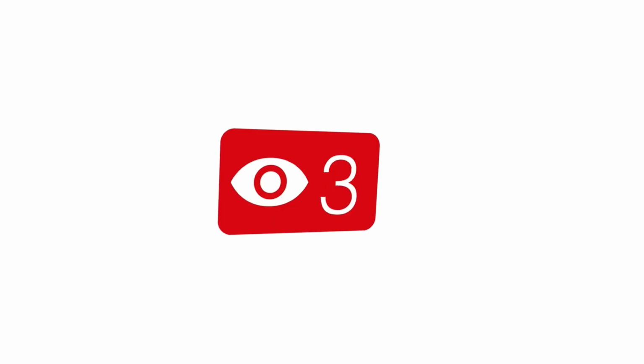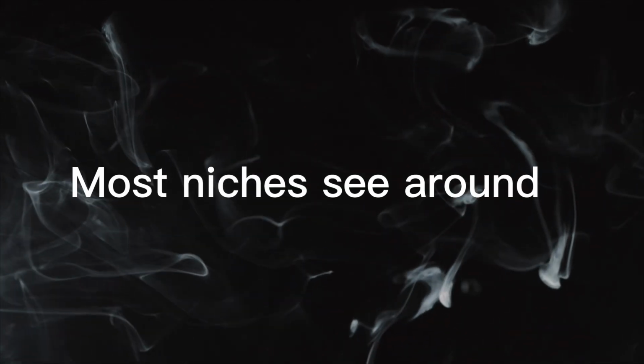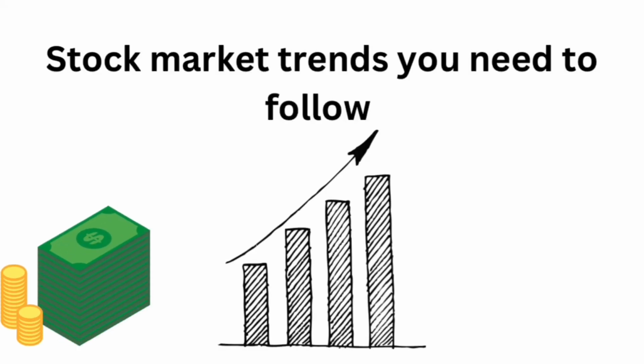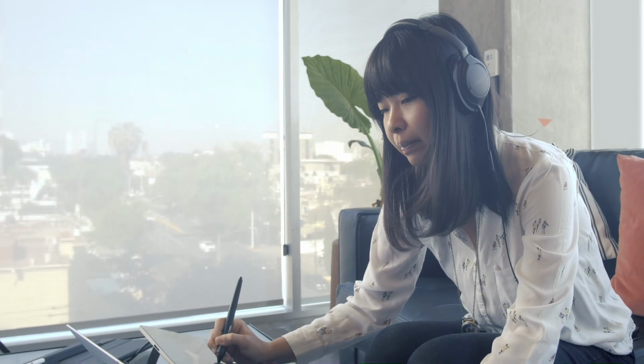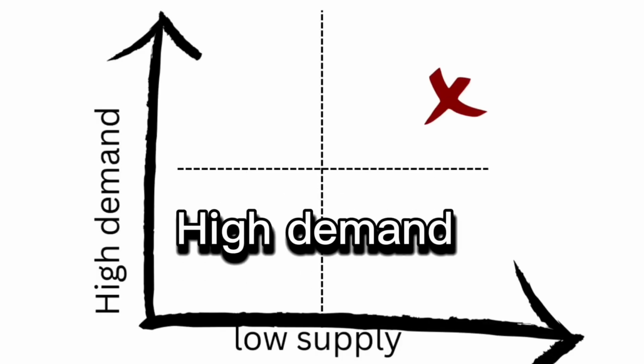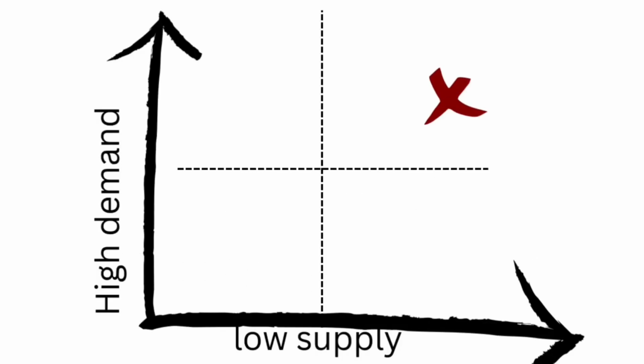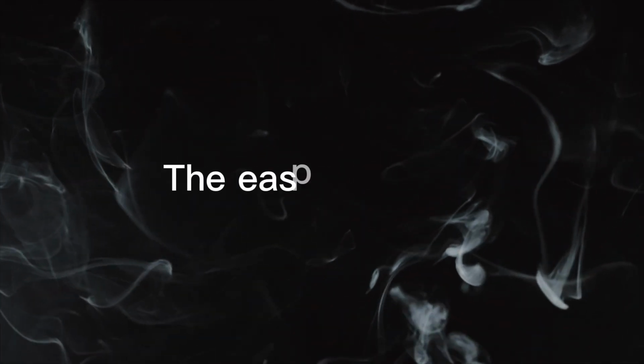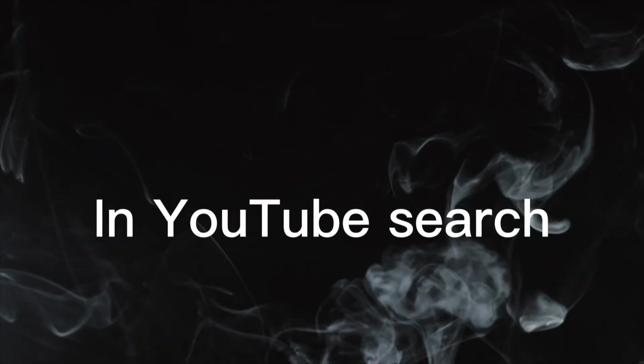Different niches make different amounts of money per 1,000 views. Most niches see around $3 to $7 per 1,000 views. If you're looking strictly for money, finance-related videos have the highest RPM of over $10. To brainstorm video topics, use vidIQ's keyword tool to see if people are interested in the topic and how much competition there is. In theory, you want to pick a video with high demand and low competition. Because think about it, the less competition there is, the easier it is for you to rank in YouTube search.